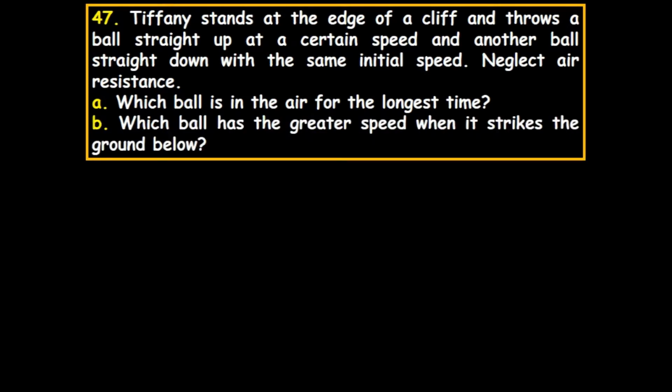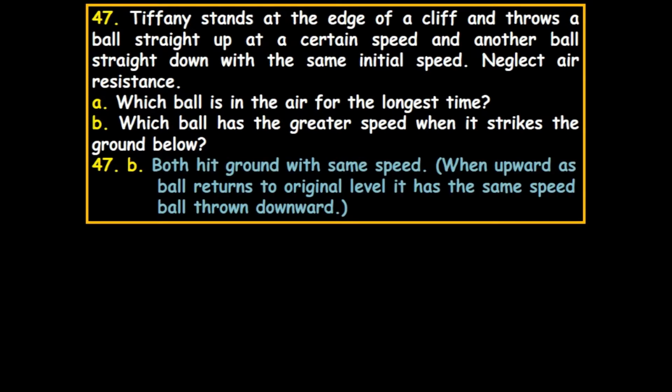Very interesting. Which ball has the greater speed when it strikes the ground below? Both hit the ground at the same speed. When the upward-thrown ball returns to its original level, it has the same speed as the ball thrown downward.